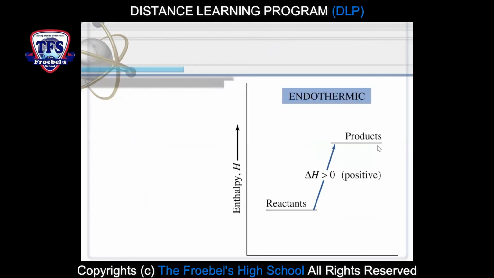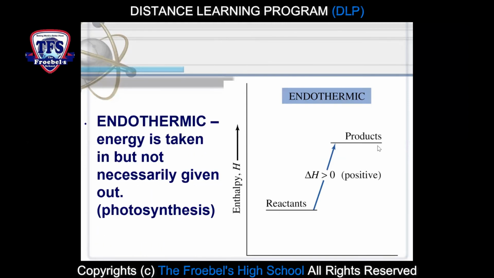For an endothermic reaction, the reactants are at a lower energy level and products are at a higher energy level because the energy is absorbed during the process. Reactants absorb energy and the product will be at a high energy level. So in this reaction, delta H should be positive. The sign of delta H will be positive.